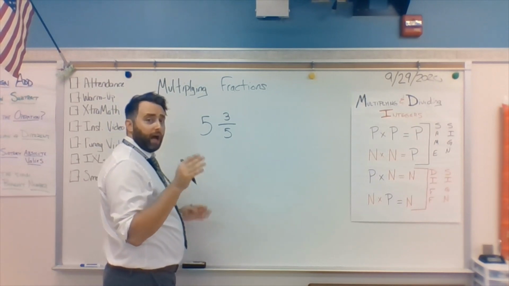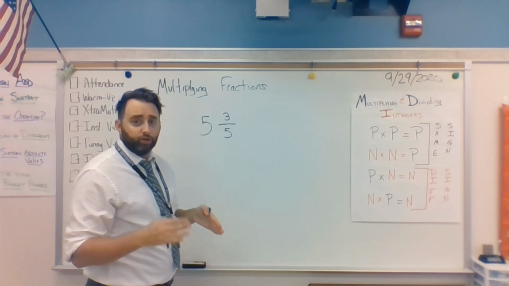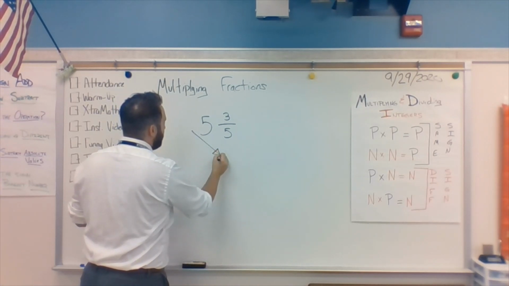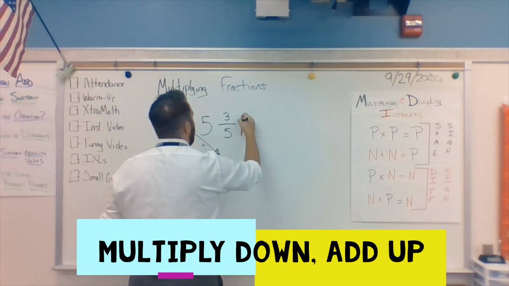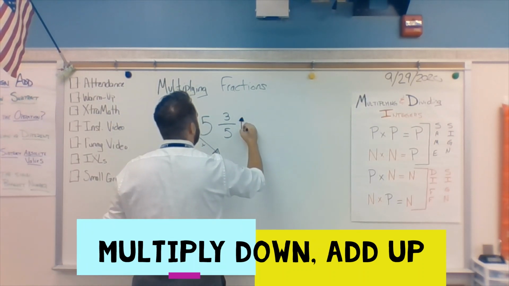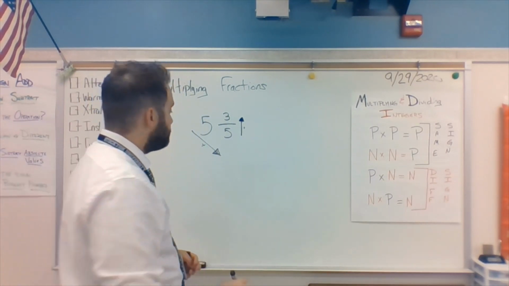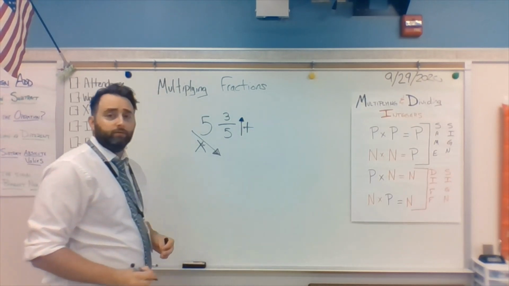So, I have 5 and 3/5. Convert this into an improper fraction. You multiply down, okay? So you multiply down, and then you add up. Add that here. I forget that part. Oh, those aren't big enough. Multiply down, add up, okay?